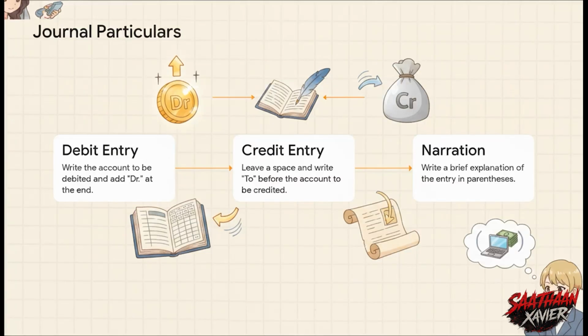Now, formatting that particulars column correctly is absolutely vital. Step 1. You always write the account to be debited first, and you add the letters DR at the very end of that line. Step 2. On the very next line, you leave a little space, like an indent, and write the word to followed by the name of the account to be credited. Step 3. On the third line, you write a brief explanation in parentheses, something like, being goods purchased for cash. This is called the narration.